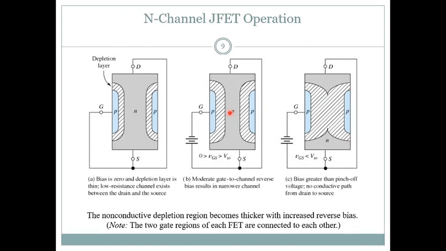At that point, whatever the voltage that you apply between the drain and the source, you cannot have any current. So that is actually the closing down voltage. Pinch off voltage is the voltage at which the channel is fully closed down. It's like a tap, right? You fully close down the tap.